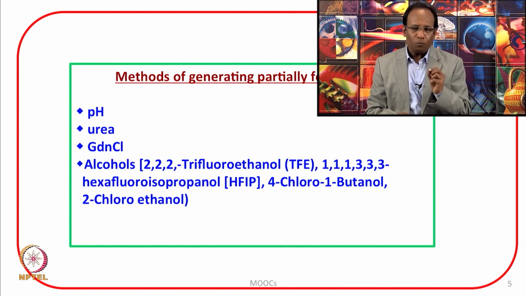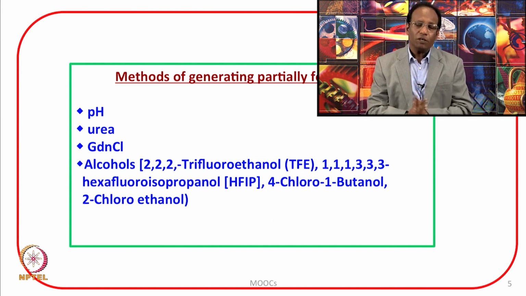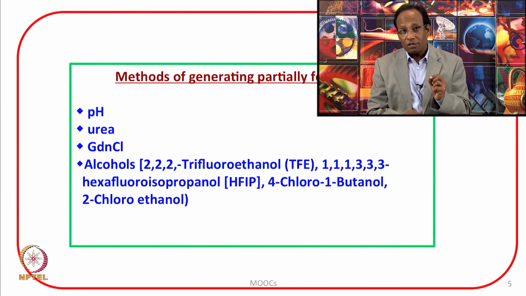This trifluoro group or hexafluoro group actually acts as a hydrophobic group, and what has been observed in literature is that at certain concentration of TFE and HFIP, the tertiary structure of a protein is lost and the secondary structure of the selected proteins remains intact. And this is the conformation in which the tertiary structure is poorly defined or lost, but secondary structure is intact, is termed as molten globule state.